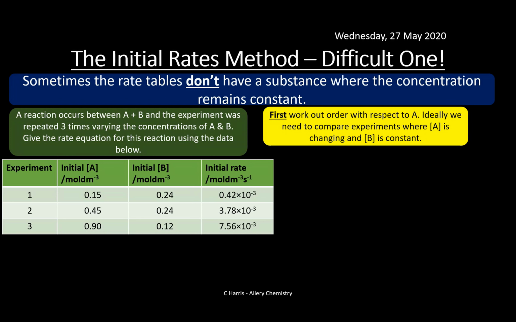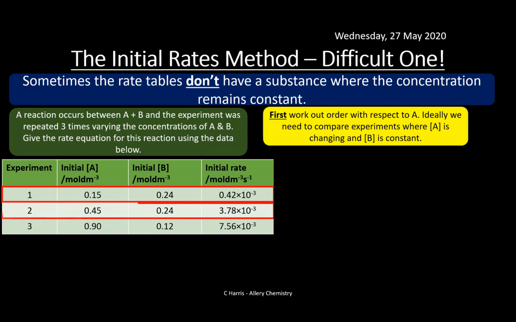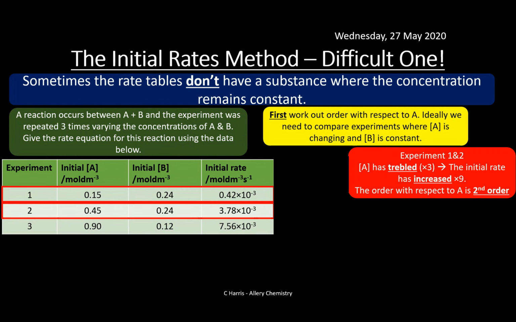Ideally, we need to compare experiments where the concentration of A is changing and the concentration of B is constant. So exactly the same as what we've done before. If we look at experiment 1 and experiment 2, that works, because the concentration of A is changing, that's fine, and the concentration of B is remaining the same. So we look at the values and we see that the concentration of A has trebled and the initial rate has increased by 9. So it's increased 9 times.